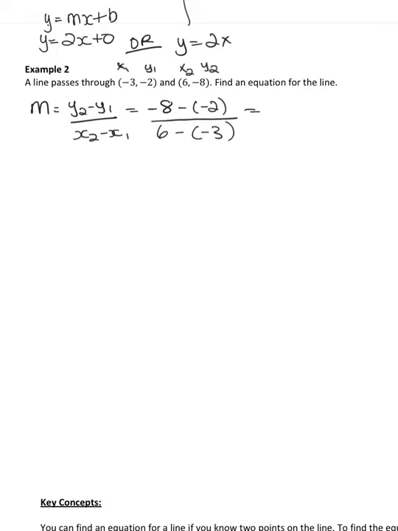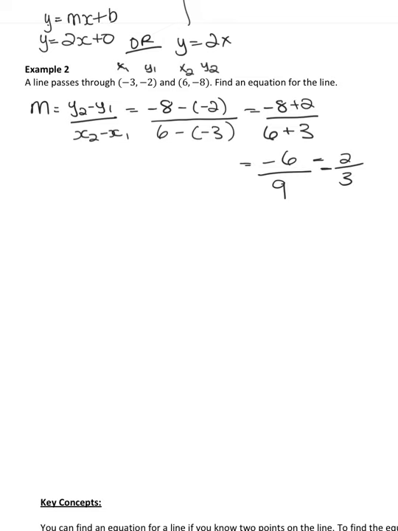Here, this negative and this negative actually make it a positive, right? Two negatives make a positive. So this is the same thing as saying -8 plus 2 over 6 plus 3. -8 plus 2, that's -6. 6 plus 3, that's 9. And if I reduce this fraction, 3 goes into both. So 6 divided by 3 gives me 2. 9 divided by 3 gives me 3. My negative sign goes out front.